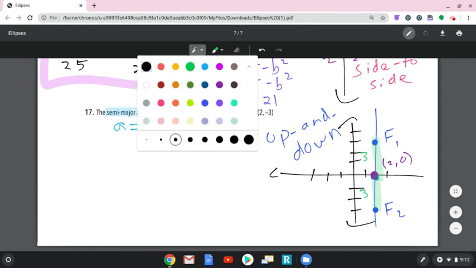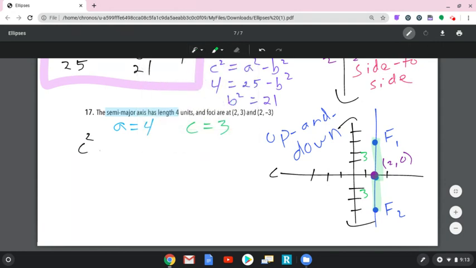So now I can find B. I can say C squared equals A squared minus B squared. And if I do that, I get 9 equals 16 minus B squared. I'm going to add B squared to the other side. I'm going to subtract 9. And I'm going to get B squared is equivalent to 7. All right. So my B squared is equivalent to 7.